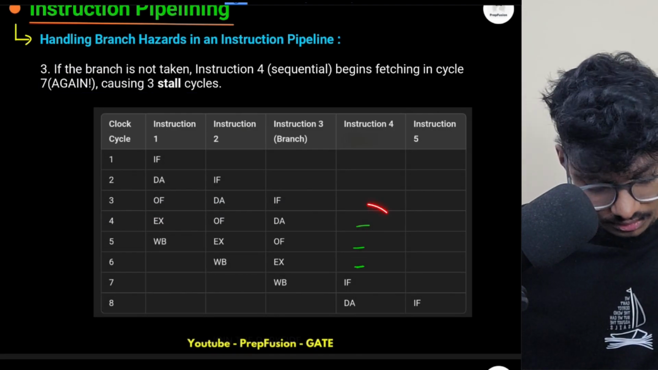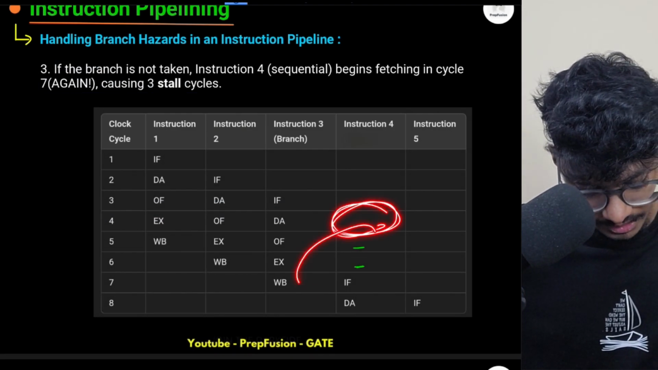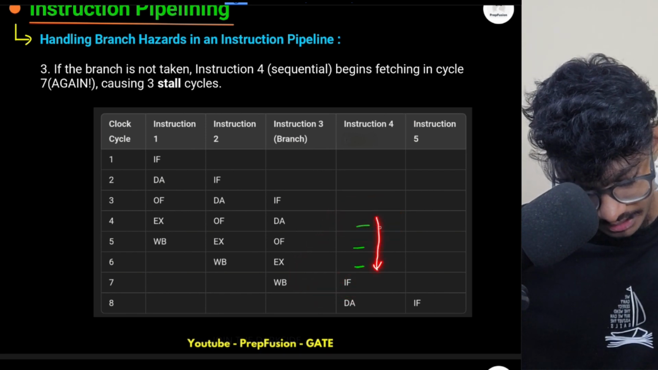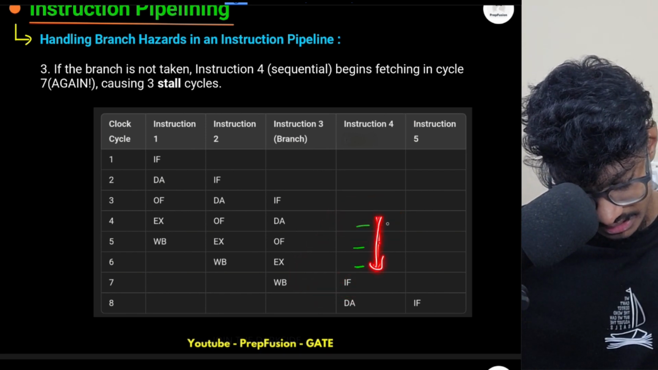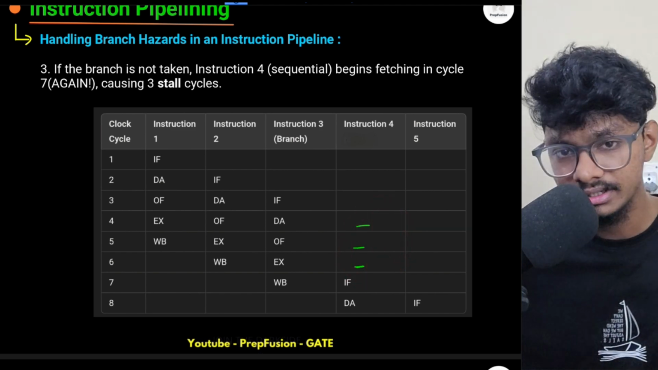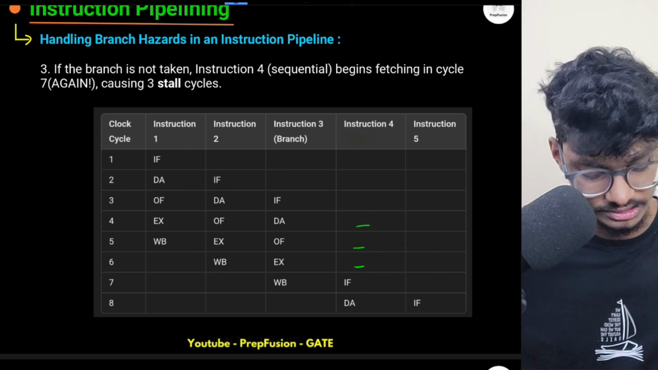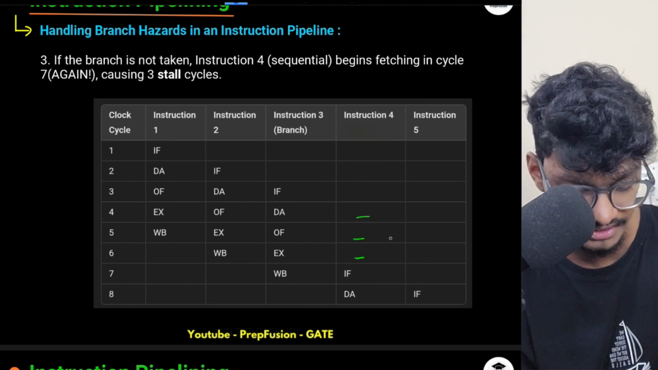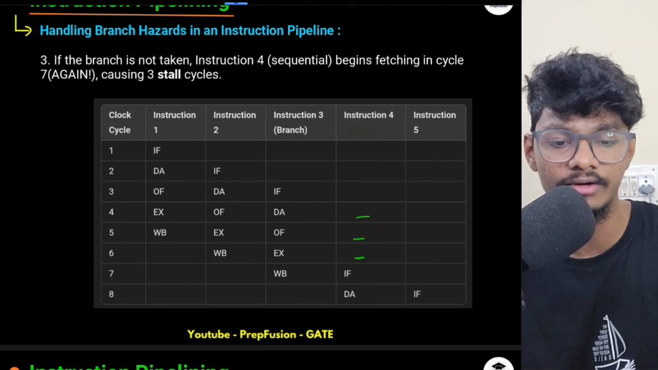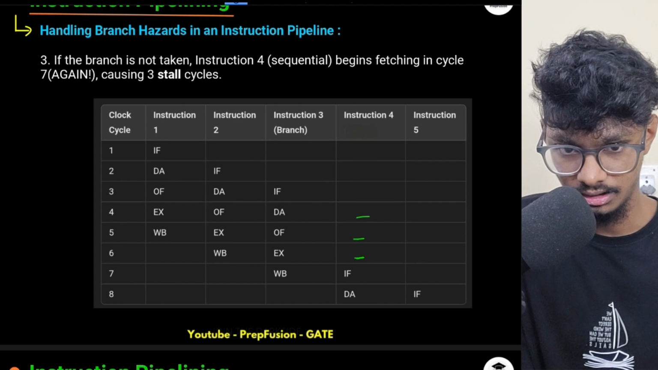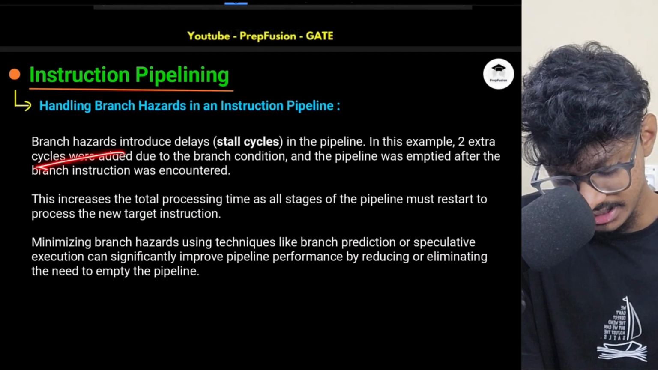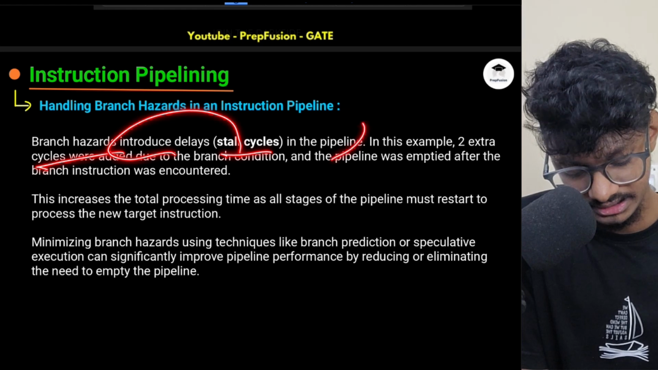My instruction fetch was supposed to happen here, but it is happening in the 7th cycle, right? So how many cycles were just abandoned? 4, 5, 6, that is 3. 3 cycles were just stalled, no operation. If the branch was not taken, then I would have fetched the instruction I4. If the branch was taken, then I would have fetched the instruction I6.